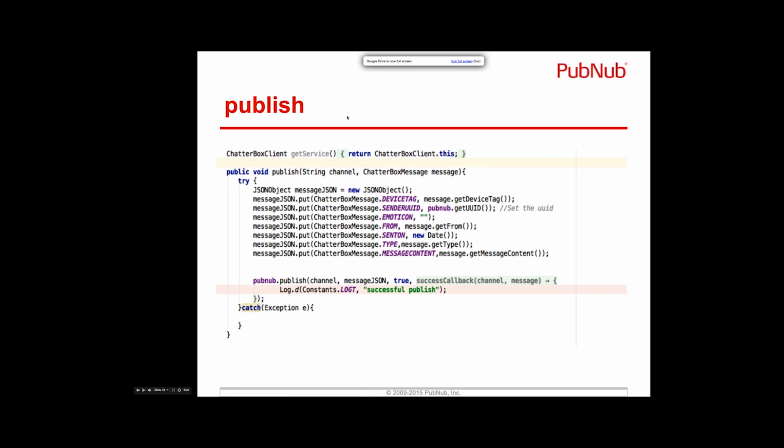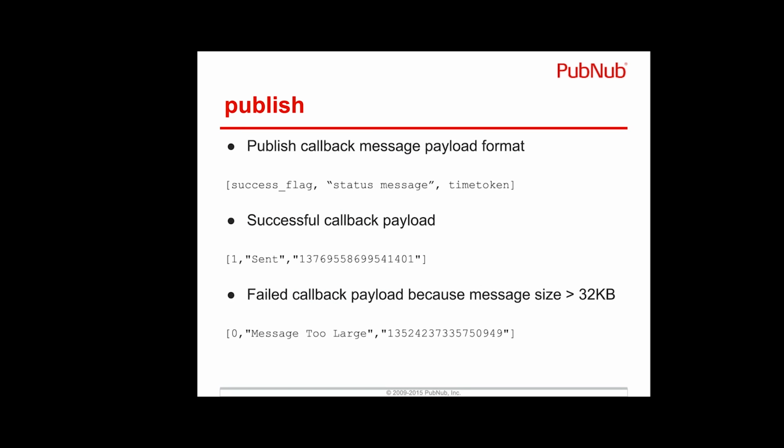So that's how you do a publish, and it's very, very straightforward. Again, the content is completely application specific, and call the publish method, implement your callback, make sure you implement your error callback. All right. When you call publish, the returned array will give you an idea that the message has been successfully sent. In this particular case, the callback will be sent a success flag, a status message, and a time token. You can use that time token to go back to history and retrieve that message at a later time. Or you can use the time token to format and display the date to the user.